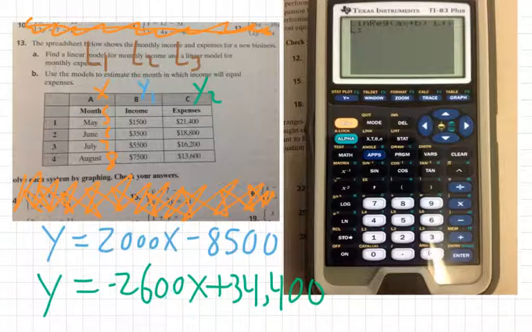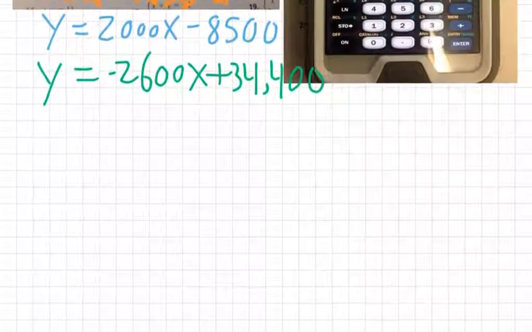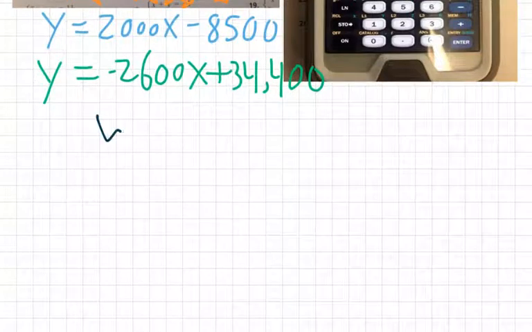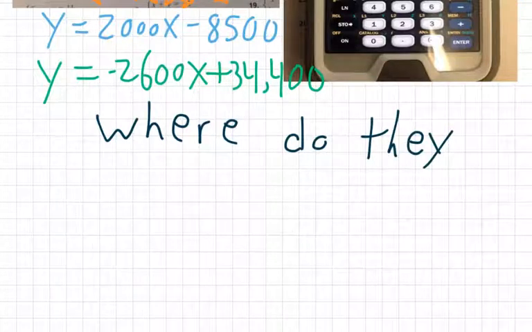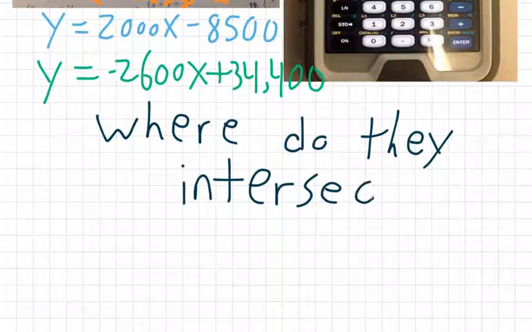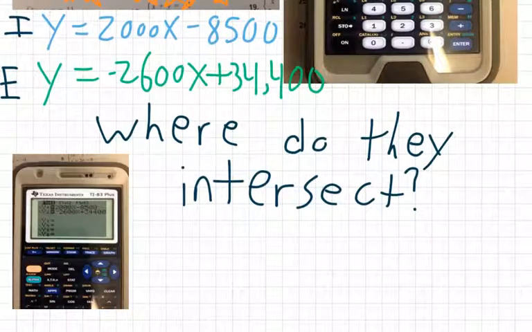So now that you've got those 2 equations, you want to figure out where they intersect. Because once you know where they intersect, based on your models, you can determine the point where your income and your expense should be equal. Because again, this blue one's your income, this green one's your expenses. So to figure this out, first step, plug both these equations into your y equals screen so you can graph them.